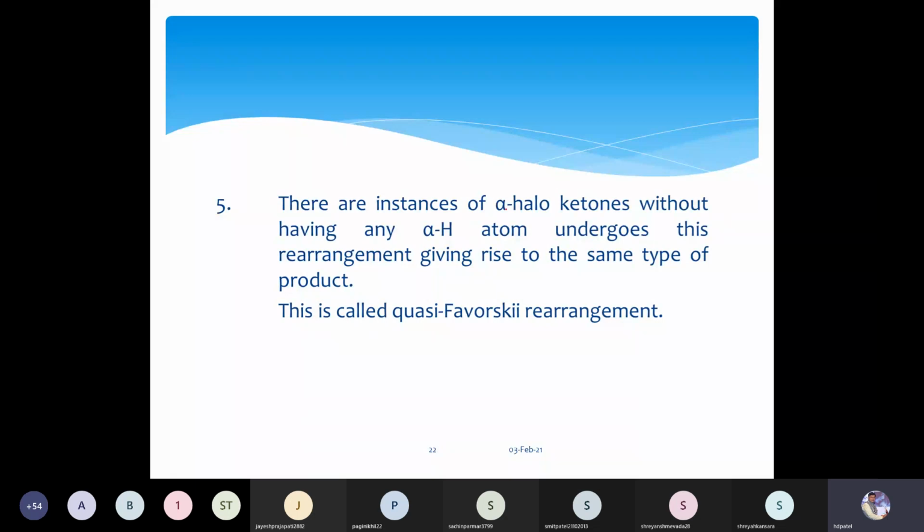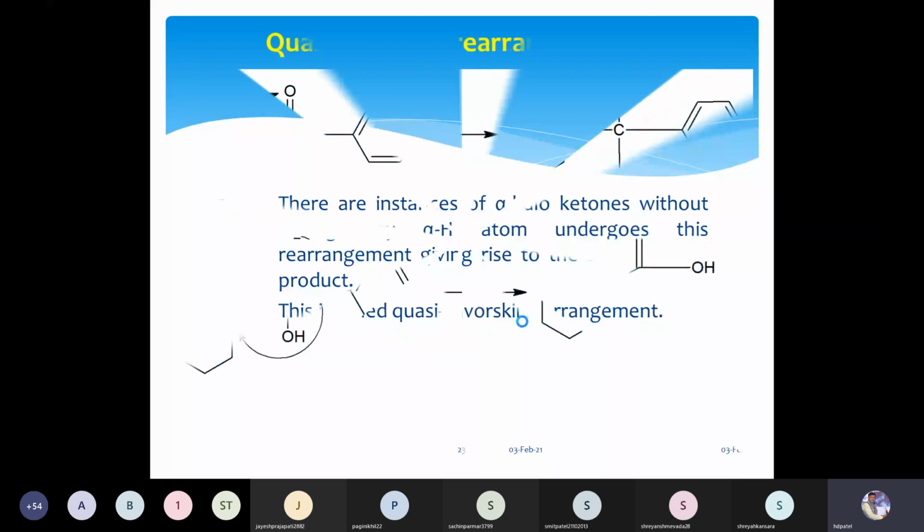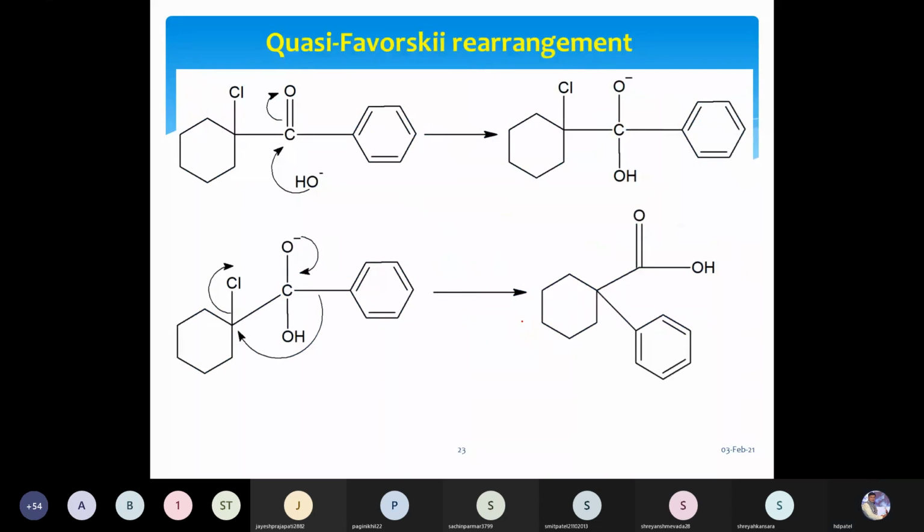Some compounds are there where alpha hydrogen is absent. If alpha hydrogen is absent, even though, the reaction will take place. This reaction is given by Cauchy, and after the first step it follows the pathway of Favorsky. That's why it is known as Cauchy-Favorsky rearrangement. Now in Cauchy-Favorsky rearrangement, as I said, alpha hydrogen should be present, but here in this compound alpha hydrogen is absent.